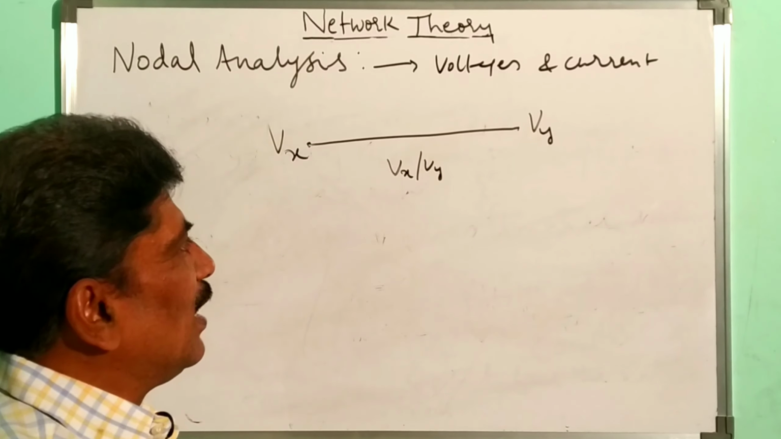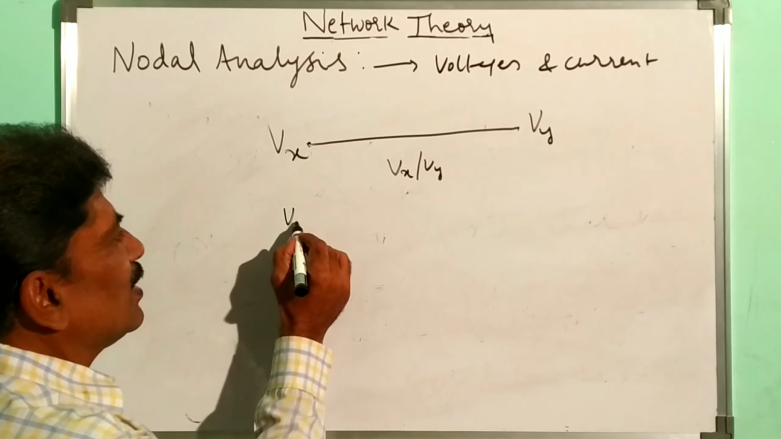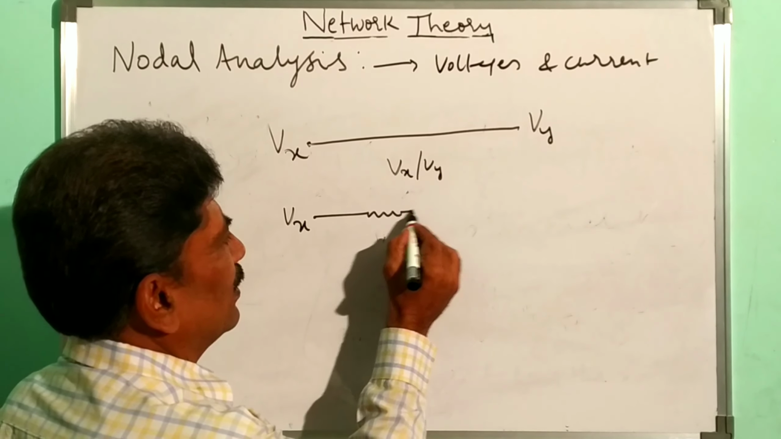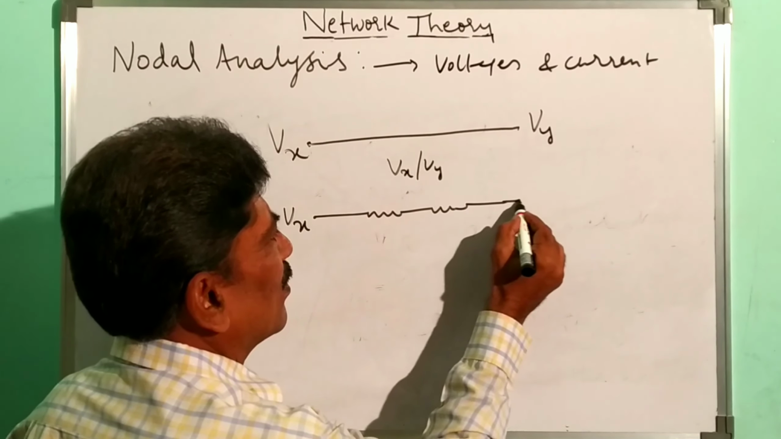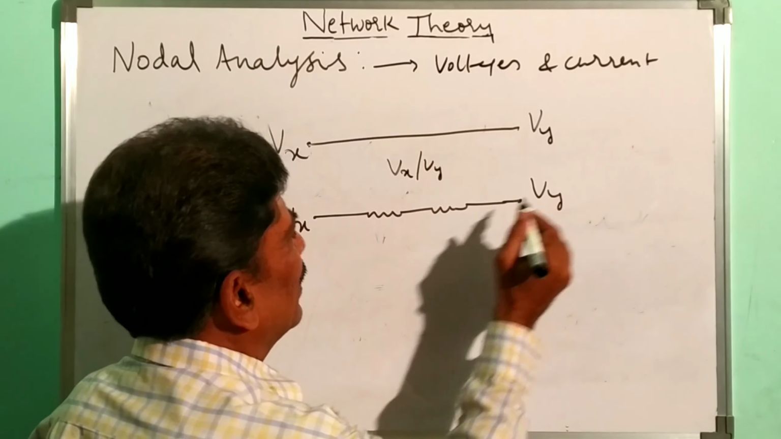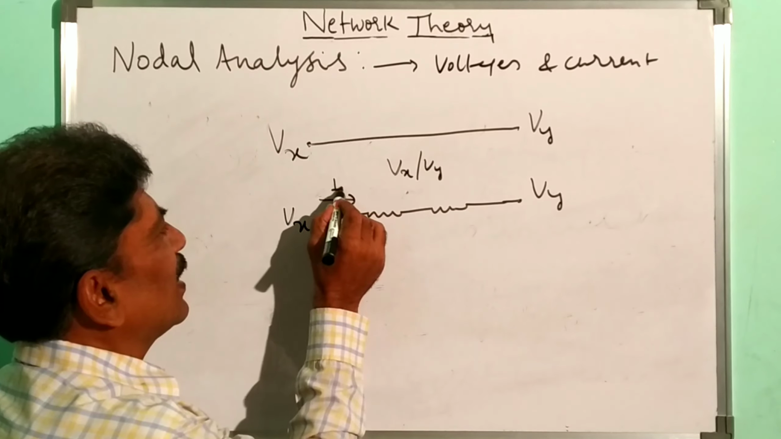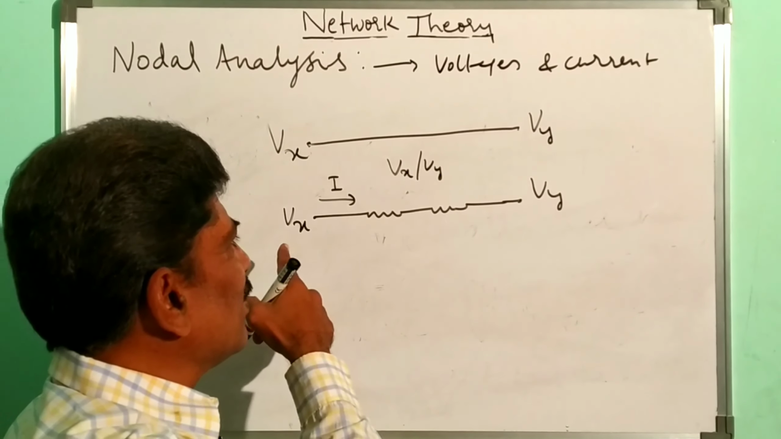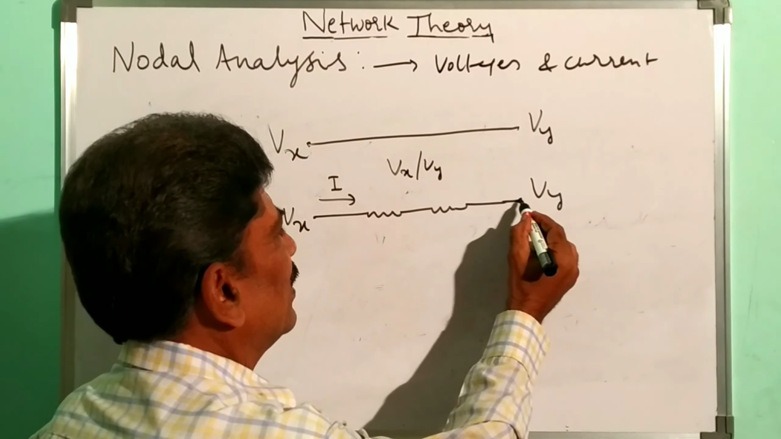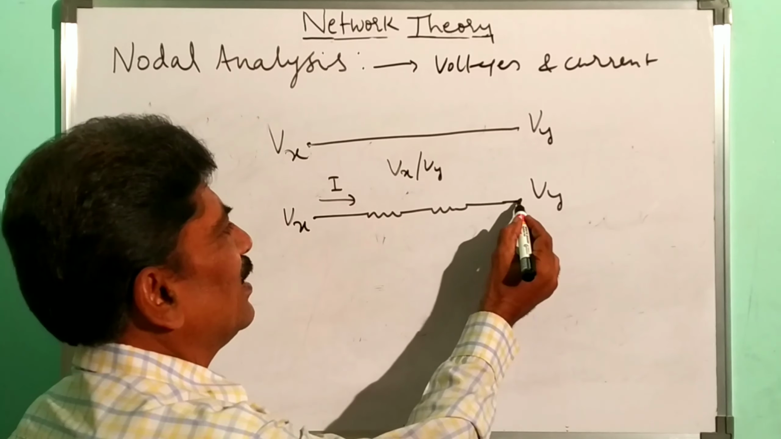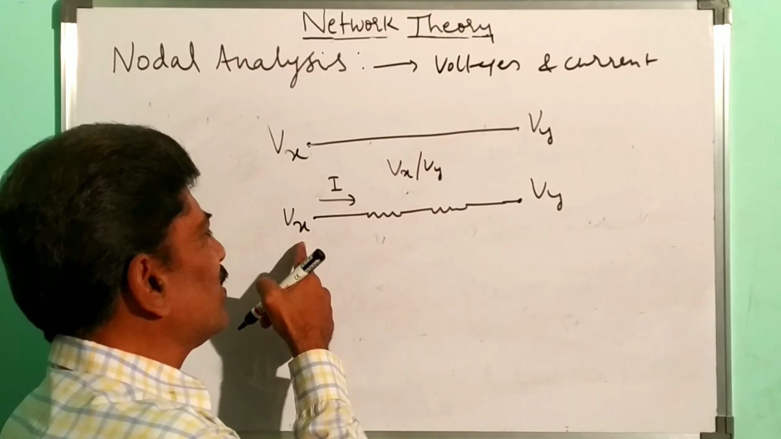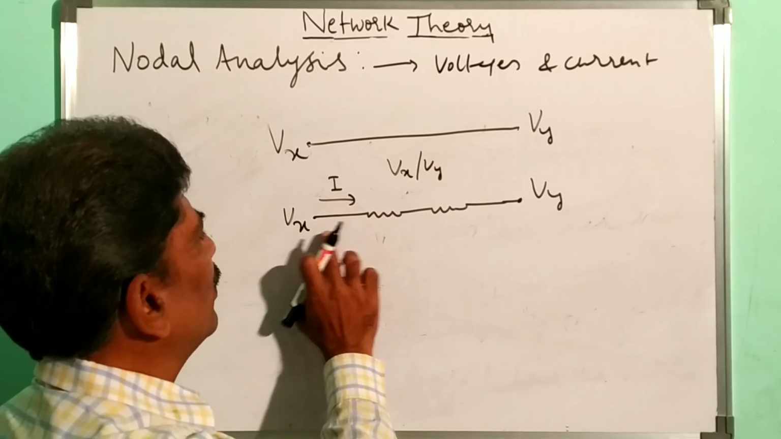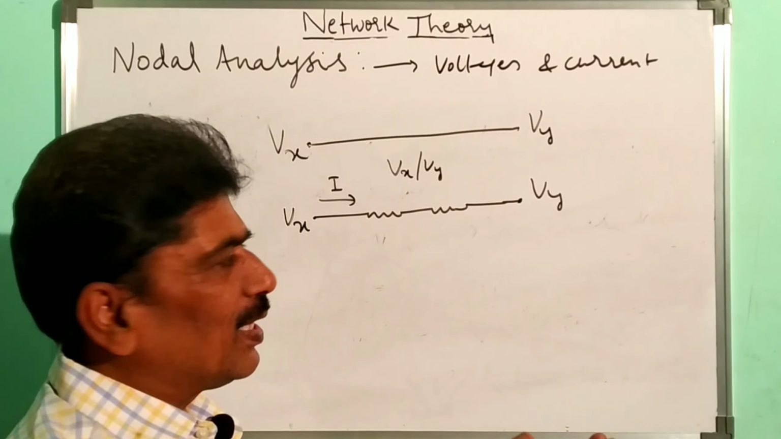Okay? And if the situation is like this, another situation, if there is a resistor, there can be any number of resistances across this Vy. Then how to find out the current? By simply applying Ohm's law, we can find out the current flowing through this branch between Vx and Vy, where Vx is the potential of this node and Vy is the potential of this second node. Then how to find out the current I by applying Ohm's law?